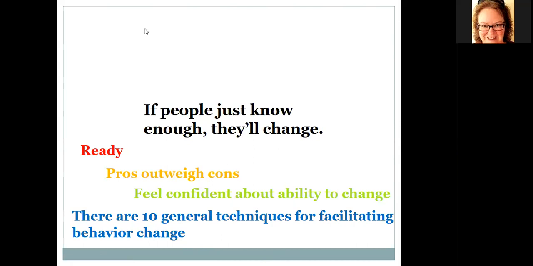Great. So I'm still working on my behavior of unmuting, but I guess I need some prompts for that.